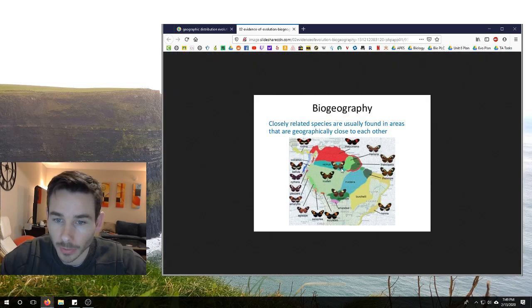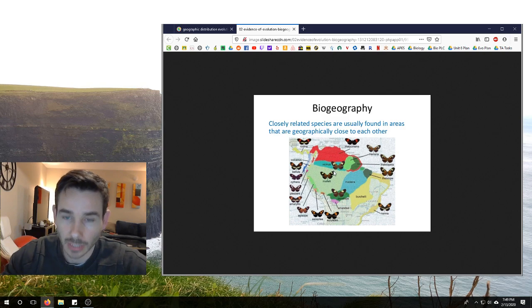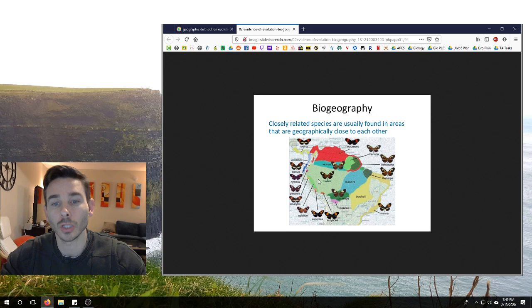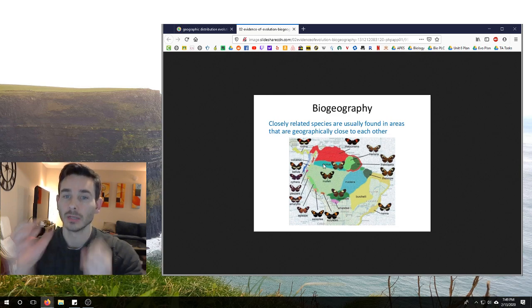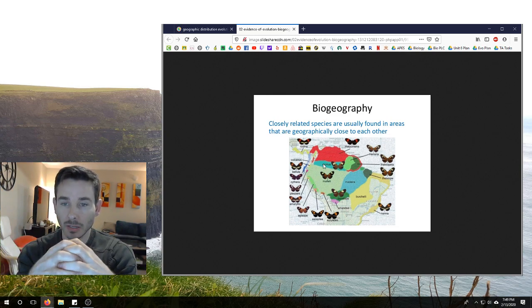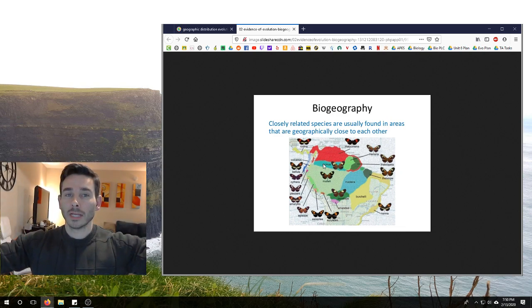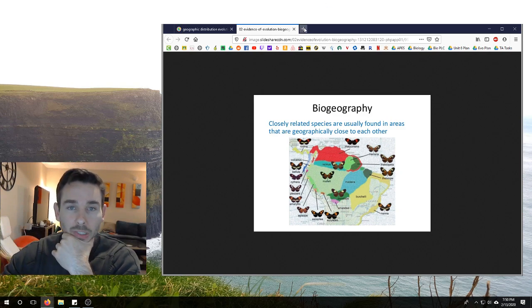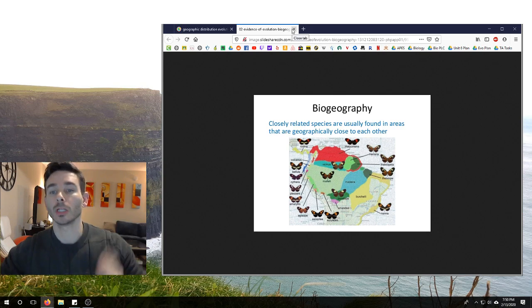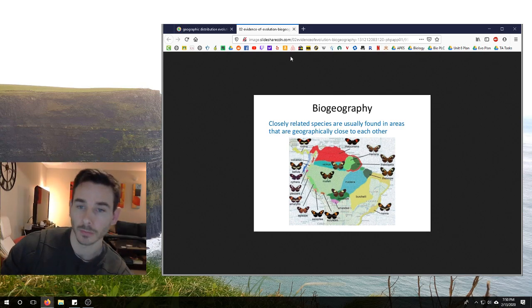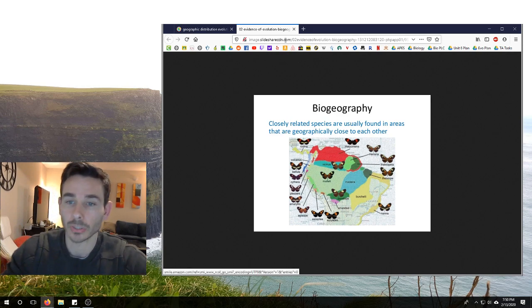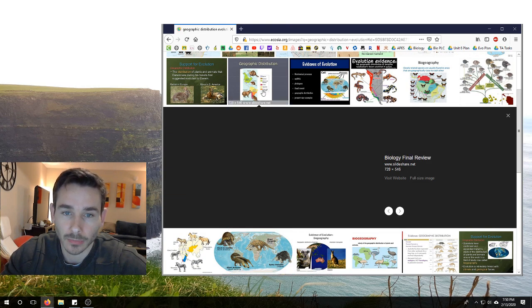In this case, it's looking at butterflies, and it looks like it's South America. The idea is that all these butterflies are relatively closely related, and because they're closely related, they're usually going to be found in similar geographic areas, because that just makes sense, right? As one population expands, the further away you get, the more distantly related you could imagine species to be. So the idea is that things that are closer in geography tend to be more similar to each other. I think that's a good example.